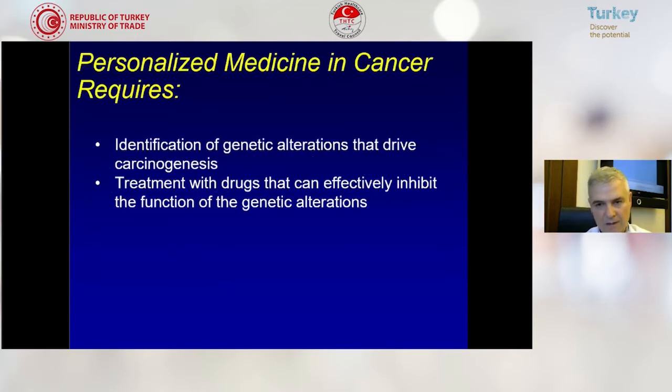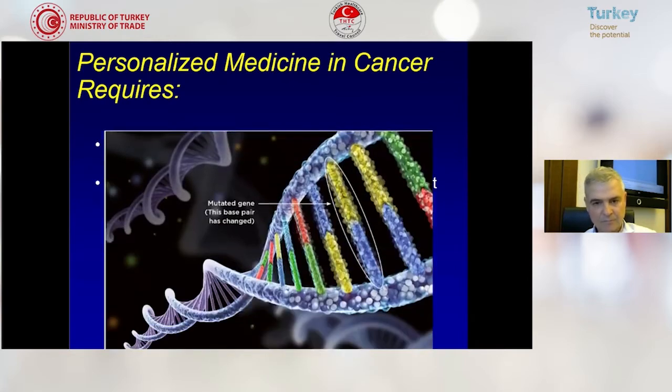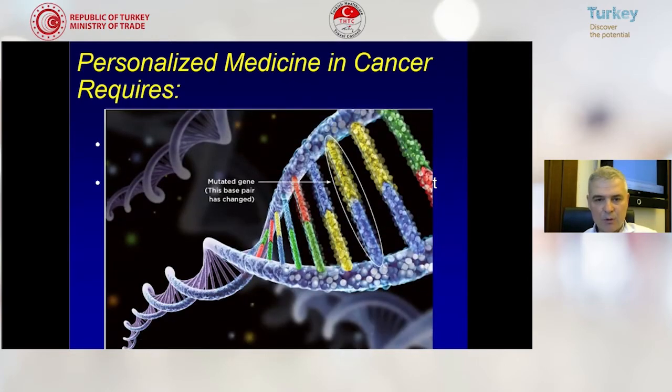treatment. So personalized medicine in cancer requires identification of genetic alterations that drive carcinogenesis and treatment with drugs that can effectively inhibit the function of genetic alterations. For example, a mutated gene in this pair has changed the DNA or RNA translation of the gene so that a driving mutation can cause a cancer.